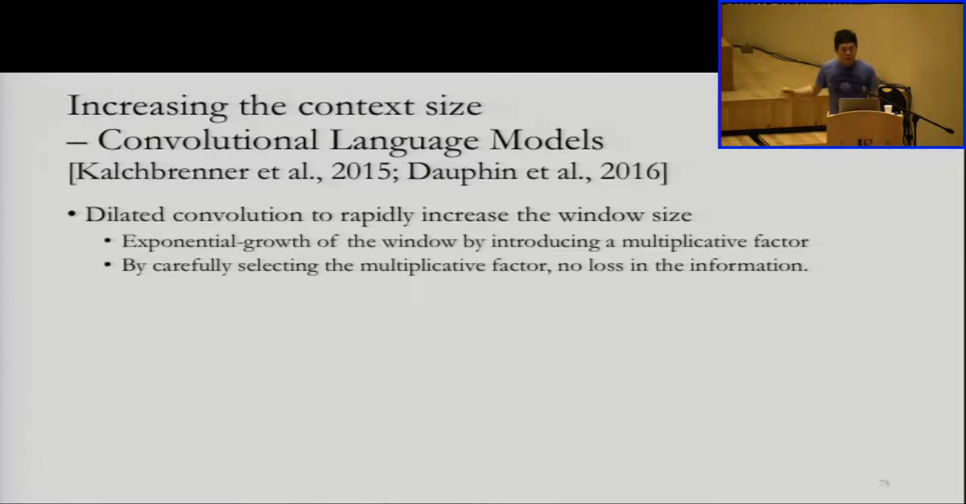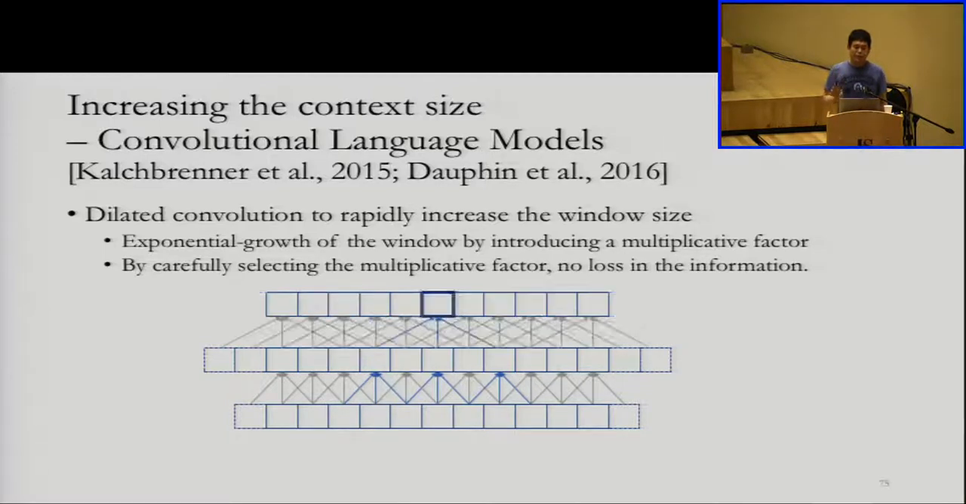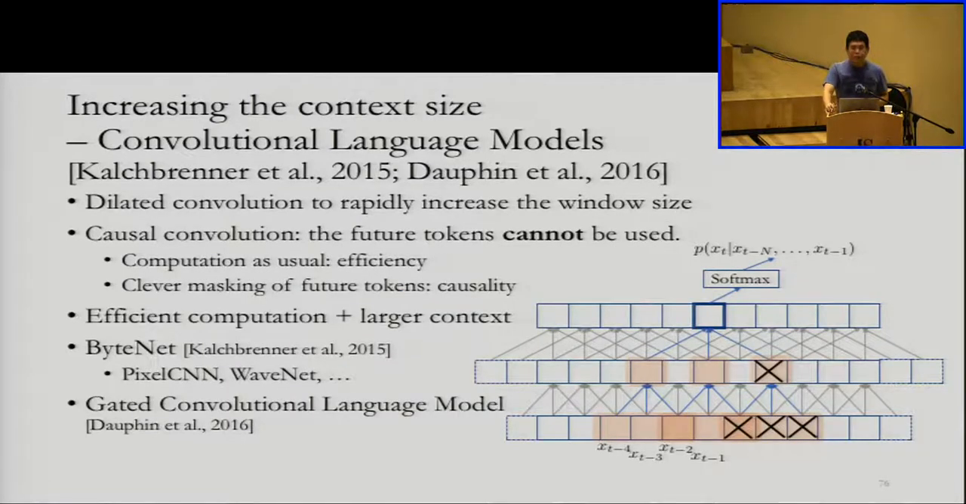And then there comes the idea of the convolutional language model. By using dilated convolution, we can rapidly increase the window size. We can increase the window size exponentially as we stack the layers, and that allows me to increase the context size very rapidly without having to introduce all those parameters and the computation.